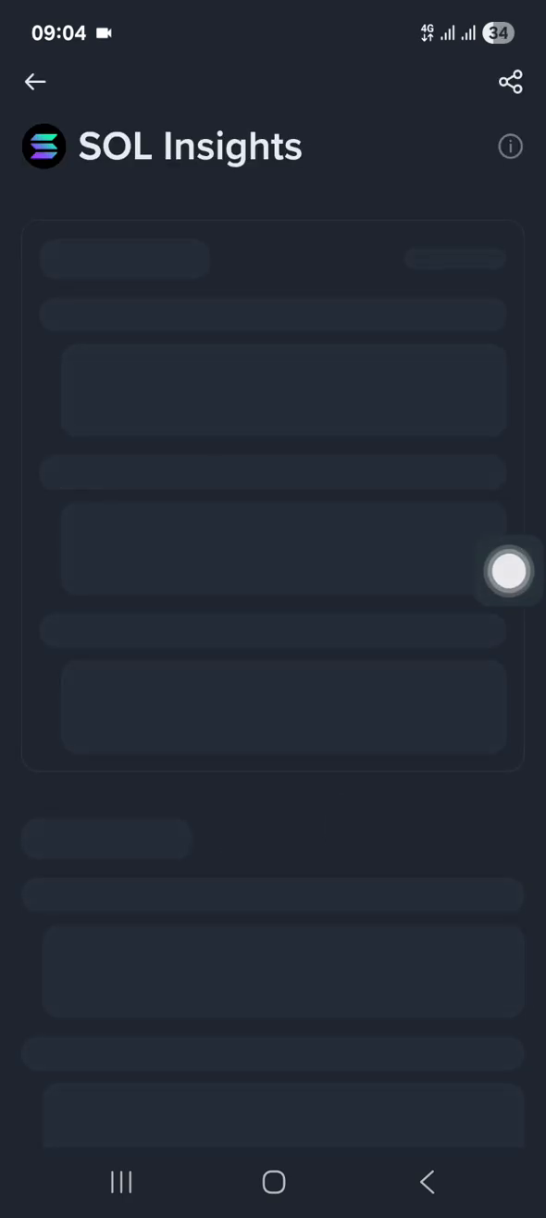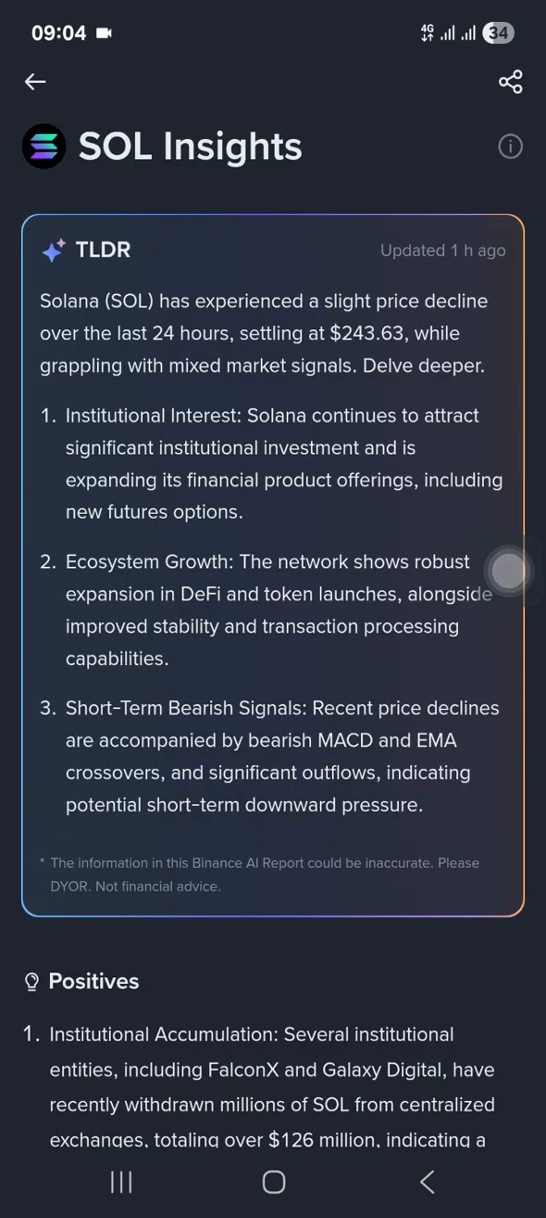So this AI, I want to read what it's saying as well. Solana has experienced a slight price decline over the last 24 hours, setting it at 243.63 while grappling with mixed market signals. Delve deeper. Institutional interest. Solana continues to attract significant institutional investment and is expanding its financial products offering, including new features. Ecosystem growth. This one implies bullish, right?